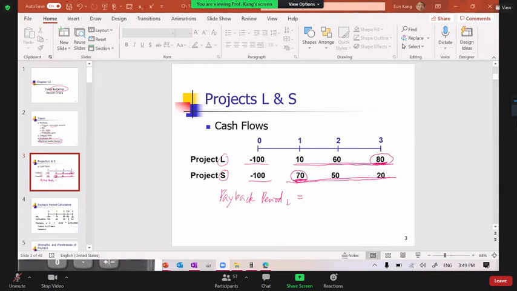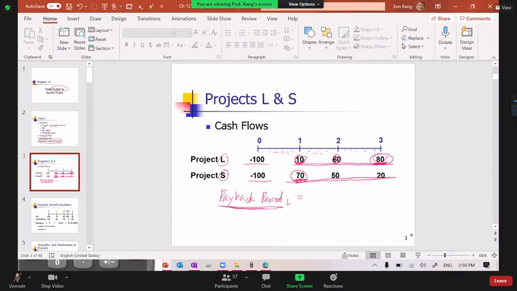Good. So don't forget that with payback period, the assumption is that this $10 is not at the end of the year. This $10 is occurring evenly throughout the year. The $60, same thing. The $80, same thing. So we have to understand the assumption. If this cash flow occurs at the end of the year, the payback period of L is what? 3 years, right? It takes 3 years. But payback period assumes that this $10 occurs evenly throughout the year.